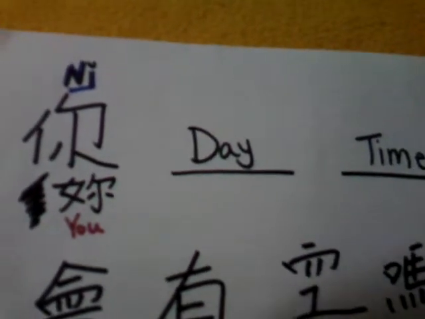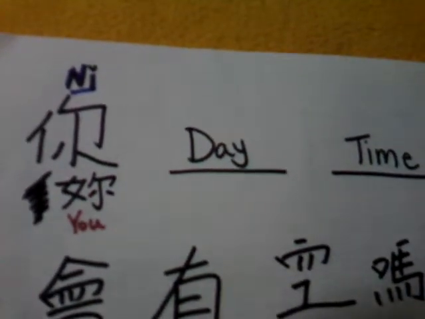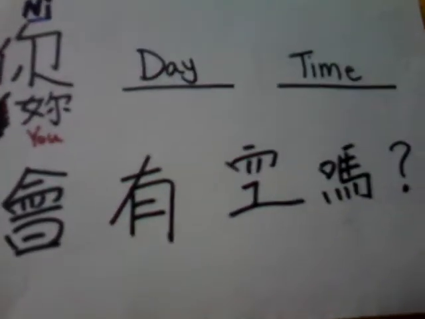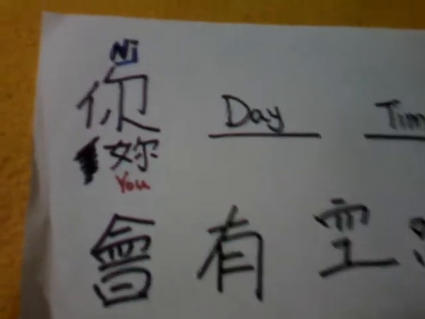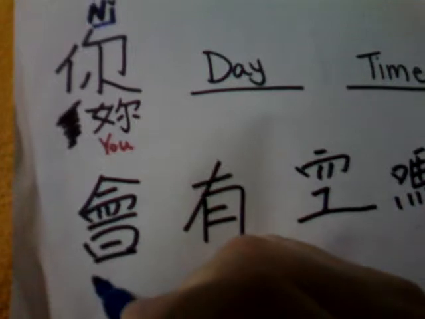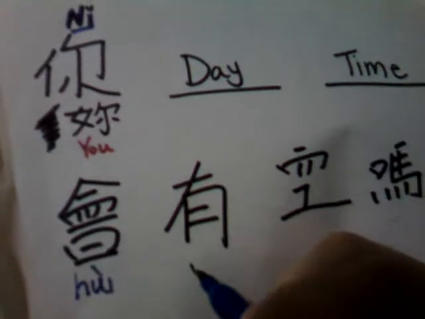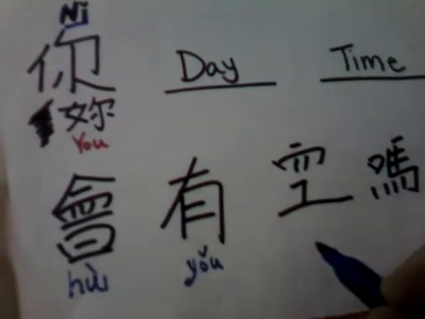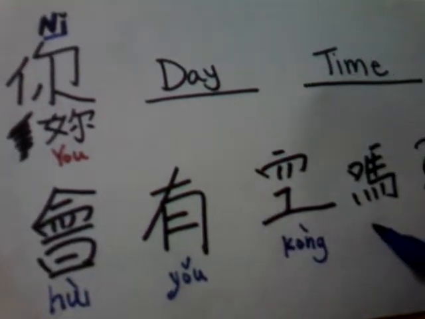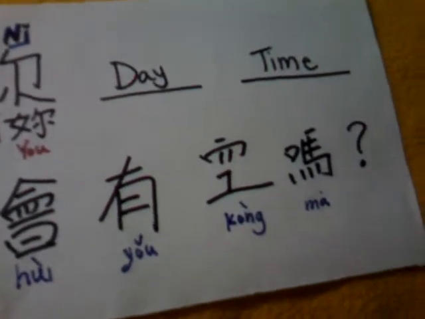So 你, and of course you can't hear the difference. It's only when you're writing. They're both pronounced 你, and then you would say the day and the time. 会有空吗? 你会有空吗? So let me write that in Roma pinyin here. 会, we're going to do this in blue. 会有空吗? 你会有空吗?